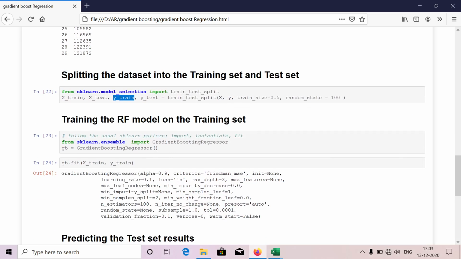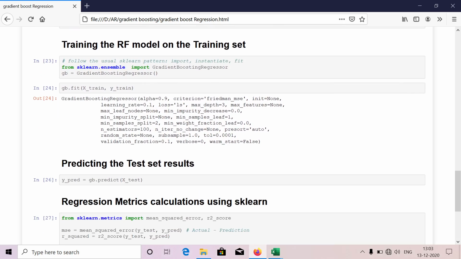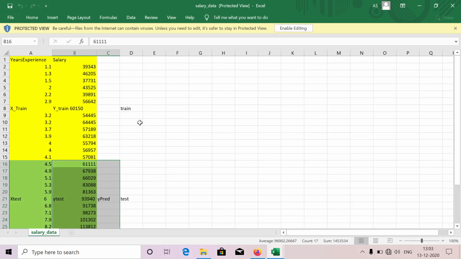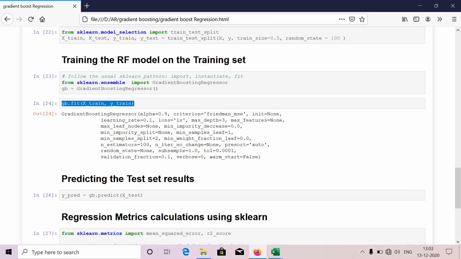Okay, next here I want to train our model. Here I'm using the gradient boosting regressor from sklearn ensemble. This is my ensemble method as we discussed in the initial introduction. Here this is my object. I'm accessing my gradient boosting regressor class, and this is my object dot fit. I'm passing x train and y train to train our model. Here the training is done.